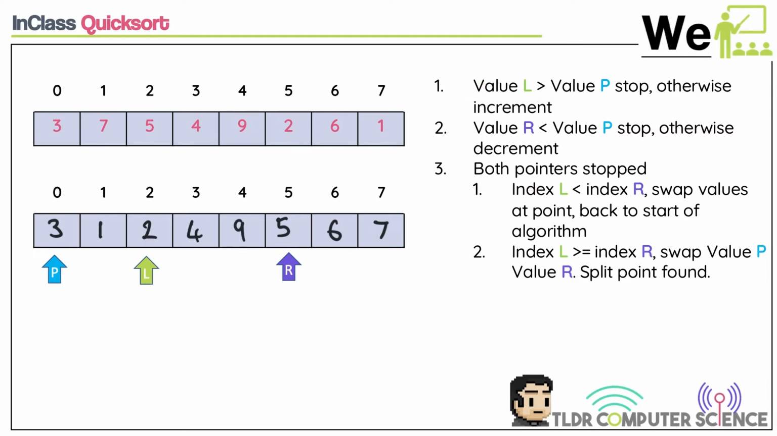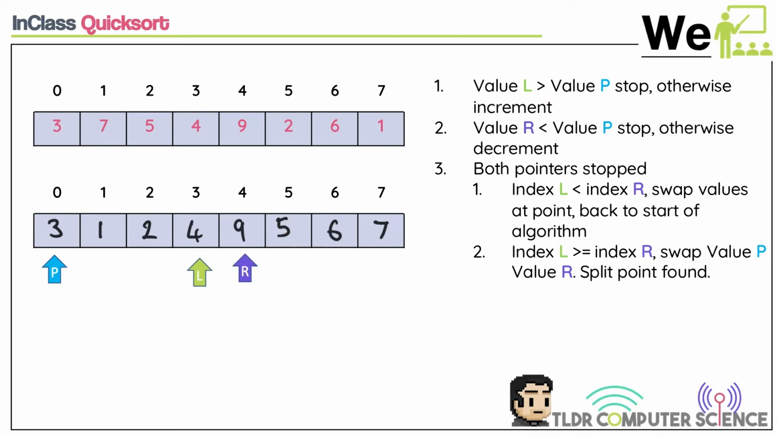Then we come back over here. Is the value at L, is 2 larger than P? No, 2 is not more than 4, so we move it up, increment. Is 4 larger than 3? Yes, it is, so we stop. Is the value at R, is 5 less than P? Well, 5 is not less than 3, so we decrement.